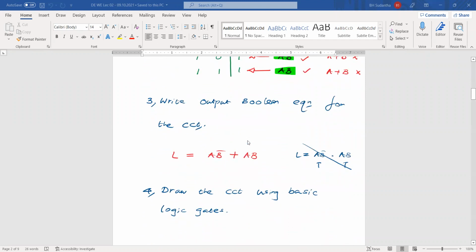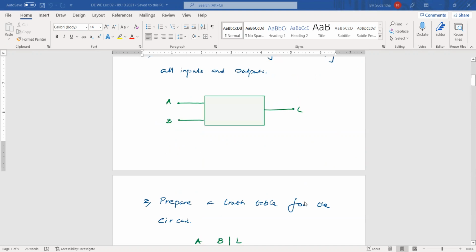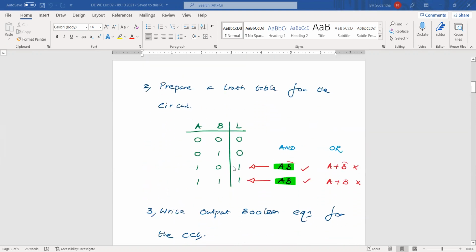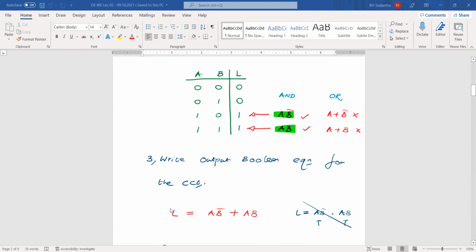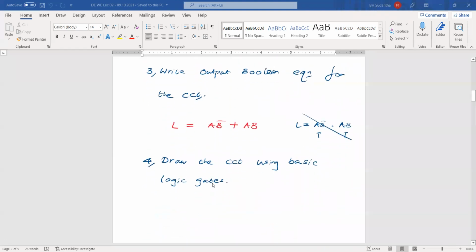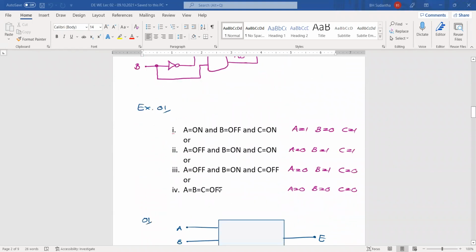We have 4 steps. First, we draw this type of block diagram to show the number of inputs and number of outputs. After that, we prepare a truth table. Based on the truth table output columns, we write output equations. But here we have only a single column, so we write a single output equation. Then, according to the equation, we draw this diagram. Then after that, I asked you to try this question.